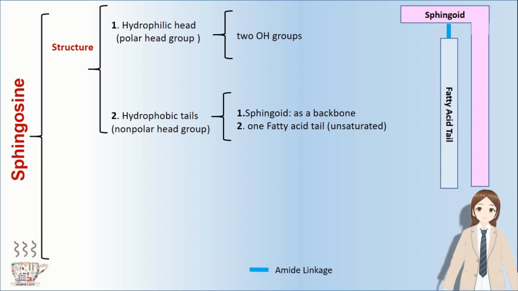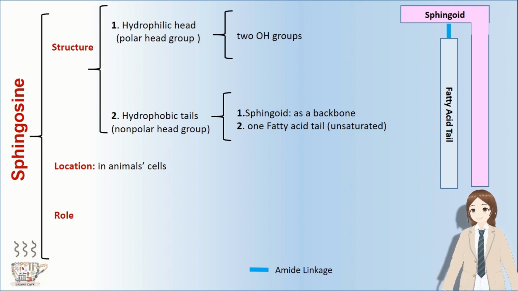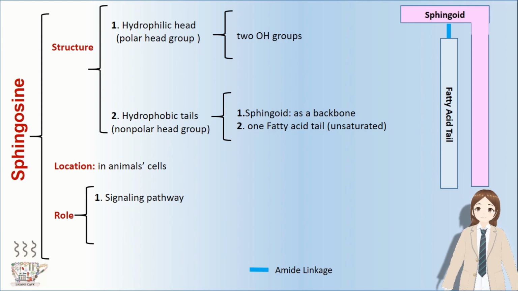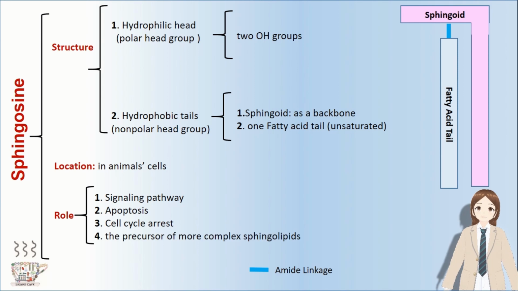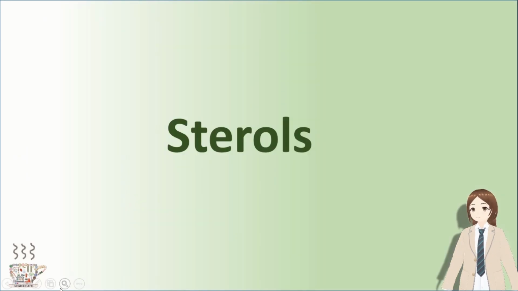Fatty acid tail linked to a sphingosine by amide linkage. It's located in animal cells and it plays a role in signaling pathway, apoptosis, cell cycle arrest, and the precursor of more complex sphingolipids. The second group of lipids in the cell membrane is sterols.